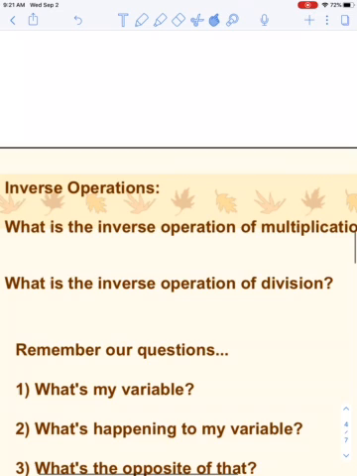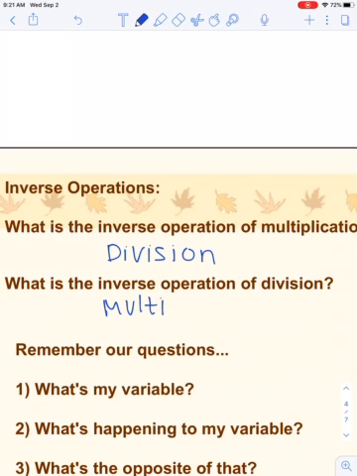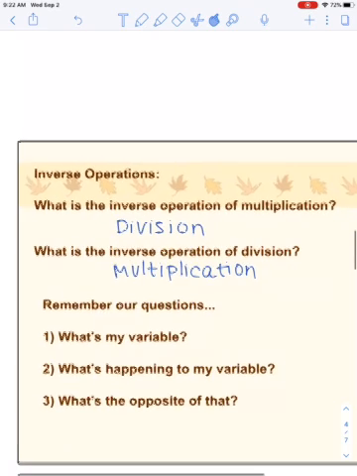All right, so the inverse of multiplication, or the opposite of multiplication, is division. I trust that you know that. So if something is being multiplied, you're going to divide it, okay? The inverse of division is multiplication. They are inverses of each other. So if something is being divided, you're going to multiply it. So you have to undo whatever's happening to your variable, and you use your inverse operation to do that.